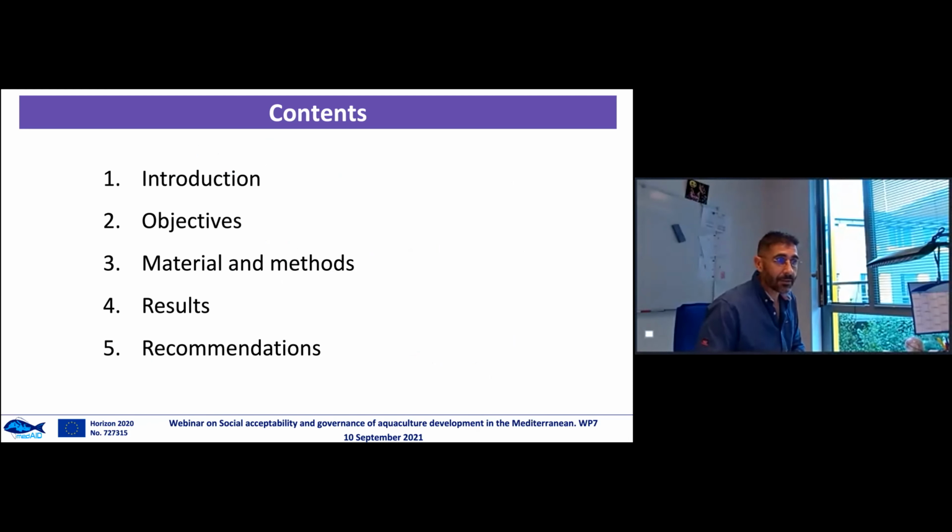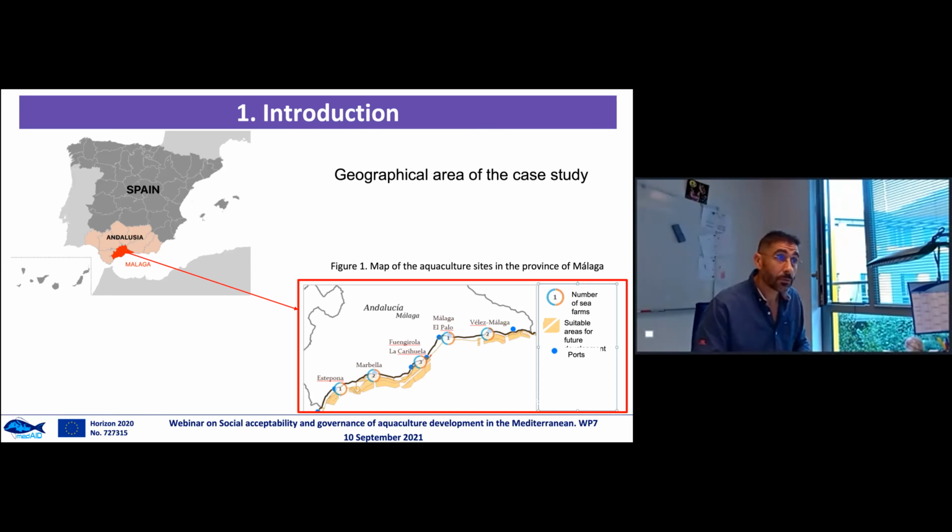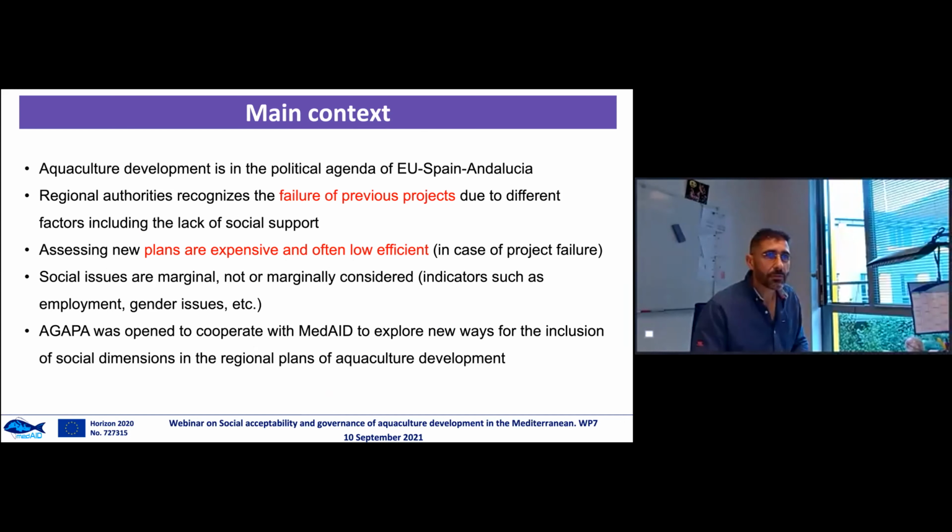This is the contents of my presentation: introduction, objectives, material and methods, results, and finally some recommendations. We have worked on how to approach social acceptability in a specific site in Andalusia. It's a specific region within Andalusia, within the province of Malaga, because this is quite a large province with quite a long coastline, and we could work on a very specific area.